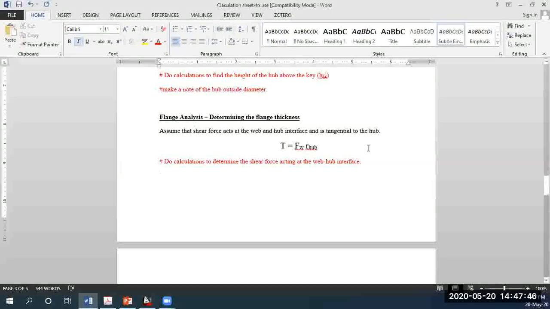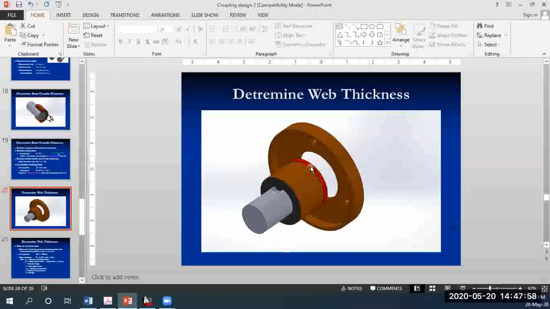So all you need to do is find the force acting on the web. After that, let's see, now, yes, again another tricky one. How would you be able to find this area in red? The shear force is acting over an area, which would cause the failure of the web. So how would you be able to find that area, the shear area?